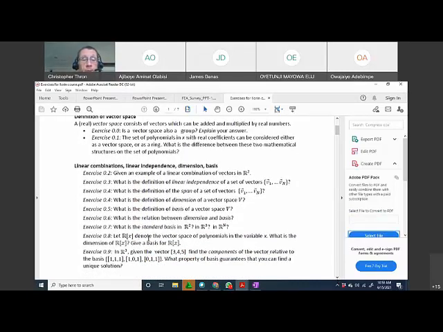Let R[x] be the vector space of polynomials in the variable x. What is the dimension of R[x]? And give a basis for R[x]. Okay, and the last exercise: in R3, given the vector (3, 4, 5), find the components of the vector relative to this basis. What property of a basis guarantees you can find a unique solution?